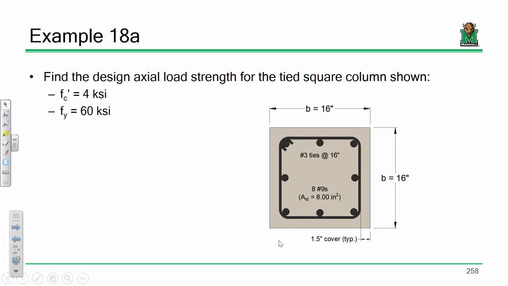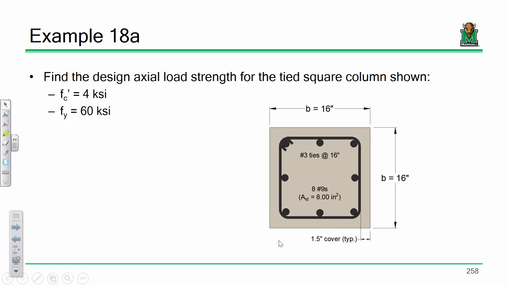So I got a column here. It's a 16-inch square column. It's 4 ksi concrete, 60 ksi steel. The reinforcement is 8 number 9s, so the area is 8 square inches. And I got 1.5 inches of cover all the way around the column.